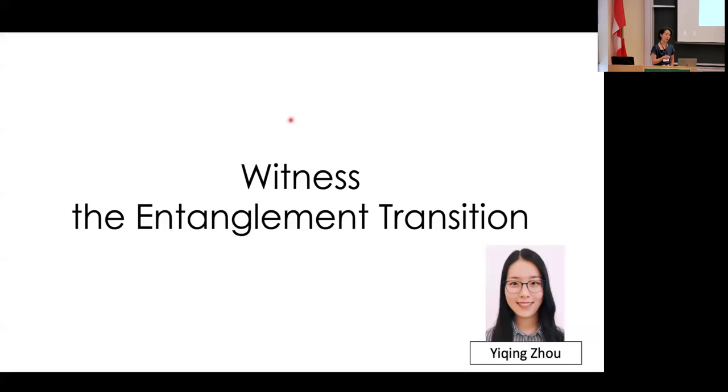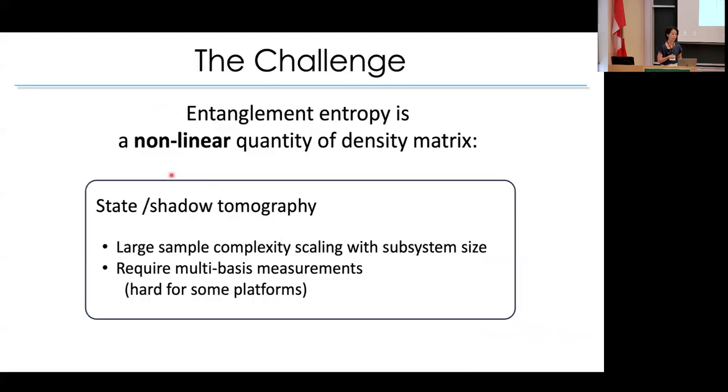So the first task that we put the machine through is witnessing the entanglement transition. Maybe this could be a crossover, but it matters less for us whether it's a crossover or a transition. It's about whether we can tell them apart. So the challenge is that you might have various settings in which you think the entanglement will be volume law, that is, very entangled everywhere, versus entanglement being area law, that is, more local.